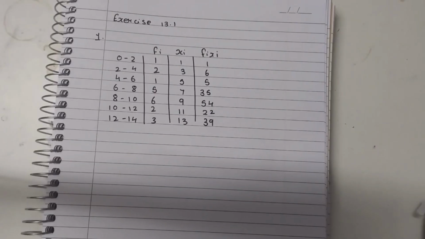Exercise 13.1 from the chapter Statistics. In the first question, they've given that a survey was conducted by a group of students as part of their environment awareness program, in which they collected the following data regarding the number of plants in 20 houses in a locality. We need to find the mean number of plants per house.